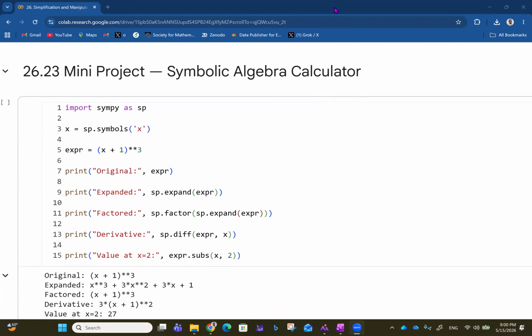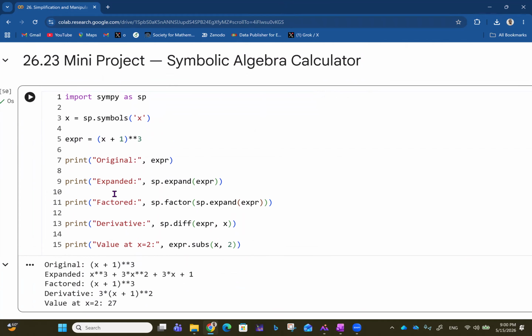So we have a mini project here: a symbolic algebra calculator. Import SymPy as sp, then create symbol x. We now have the expression (x plus 1) raised to power 3, and we want to do different things with it. Number one, print the original expression. Let me just run it first, and you can see all the results here. You have (x plus 1) raised to power 3 here. Then expand it: x cubed plus 3x squared plus 3x plus 1.